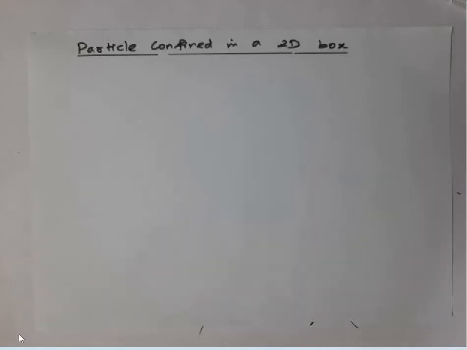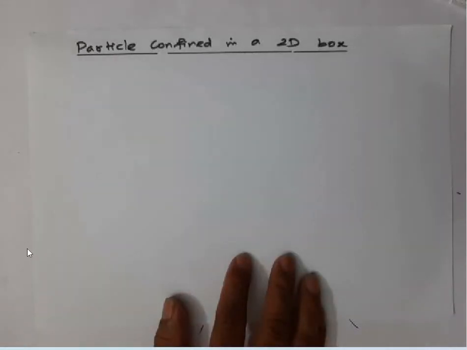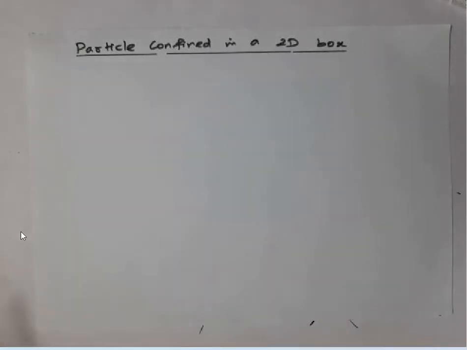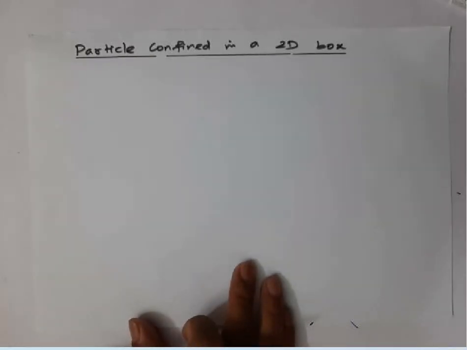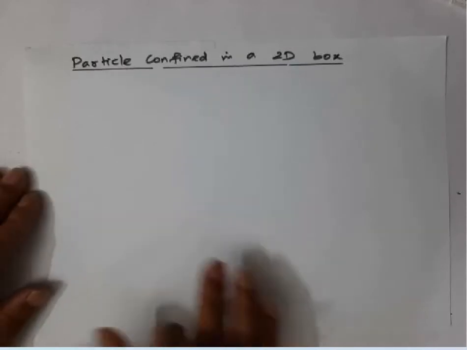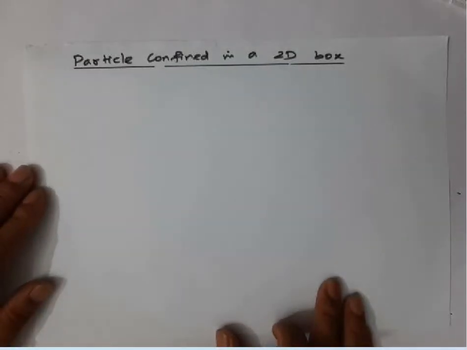In this lecture I am going to discuss a particle confined in a two-dimensional box. We all know how to solve the Schrodinger equation for the one-dimensional problem. We derived the expression for energy, we derived the expression for the wave function, and we also discussed some of the important features. Using those ideas, I am going to proceed now with the particle confined in a 2D box.